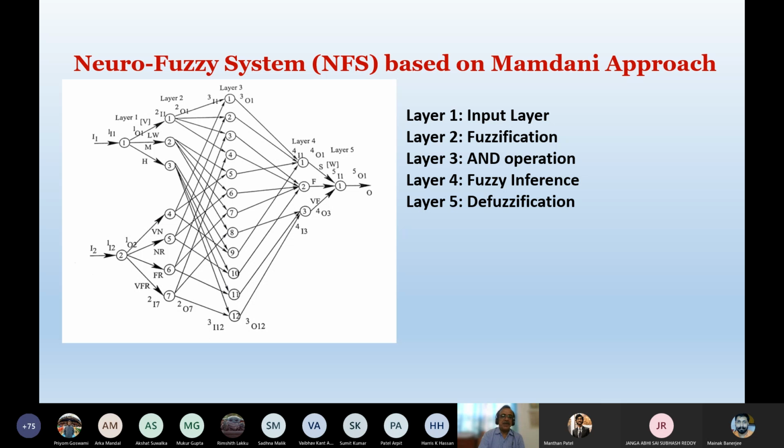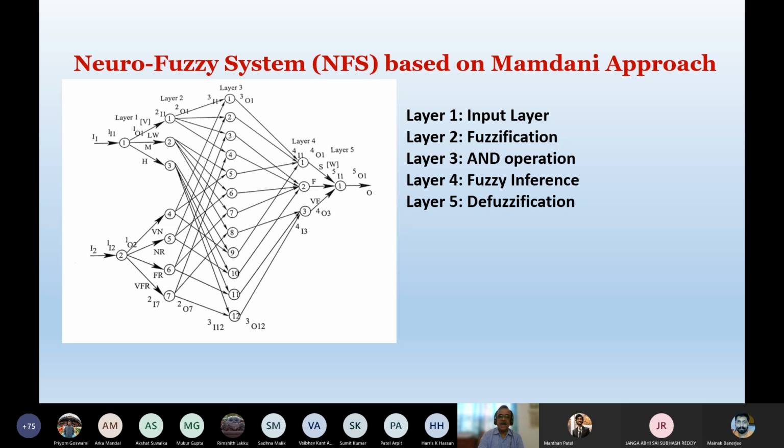Now here, for the first input there are three linguistic terms, and for the second input there are four linguistic terms. So 3 multiplied by 4: there are 12 rules on layer 3. And layer 3 is going to perform the AND operation, which all of you know. That means we try to find the minimum of the two membership function values as output. So on layer 3, depending on the fired rule, I get the output.